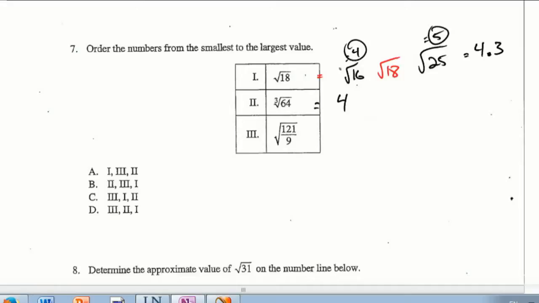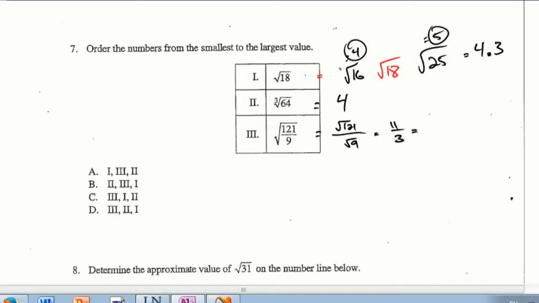Again, all of this without a calculator can be tricky. So if you don't know your perfect cubes and squares, you should learn them. And then this last one is 121 on the top and 9 on the bottom. Both perfect squares. This is 11 over 3.